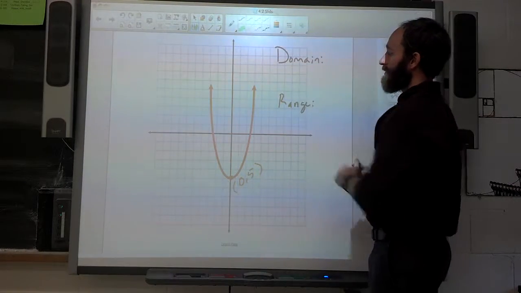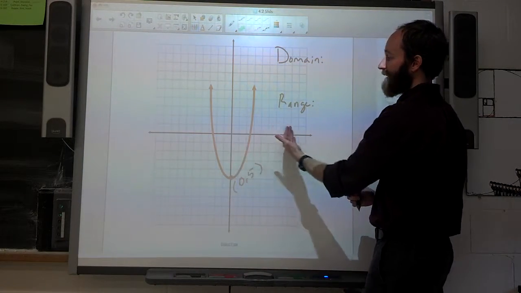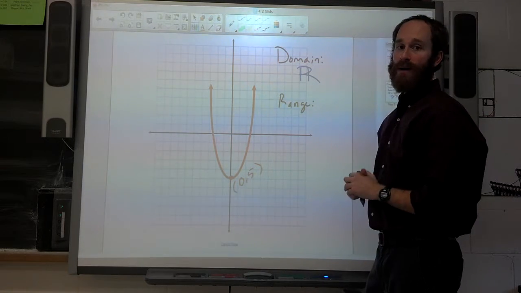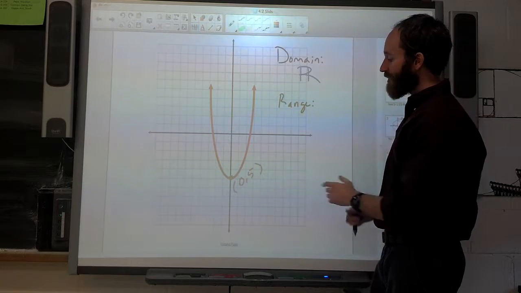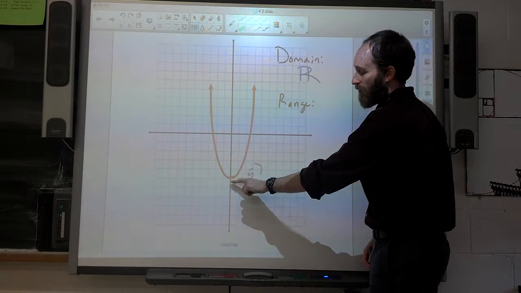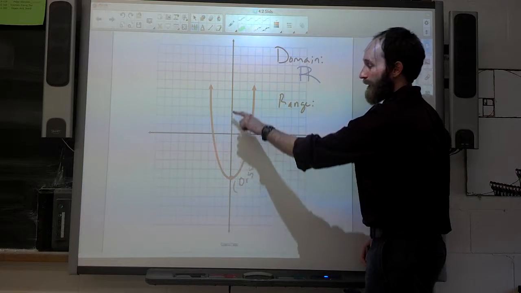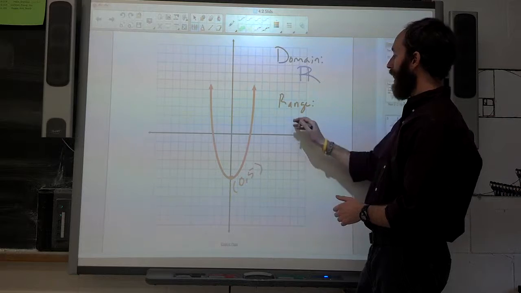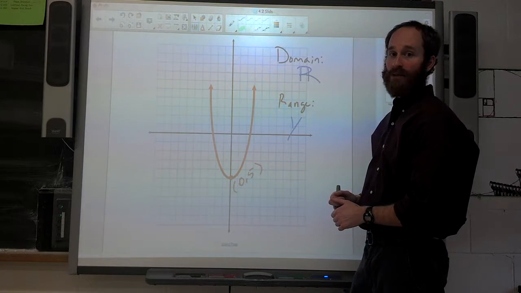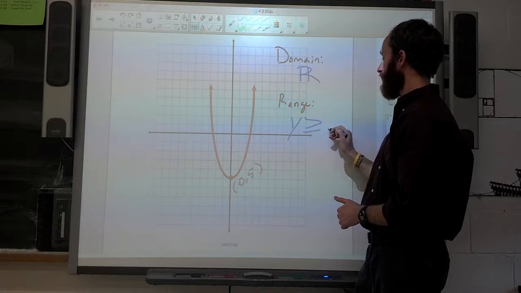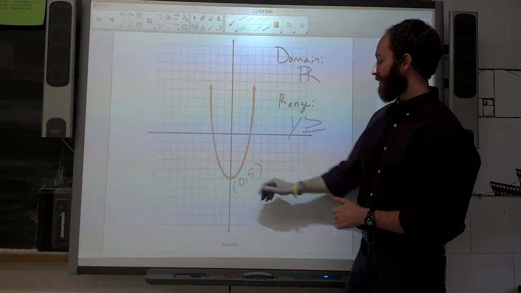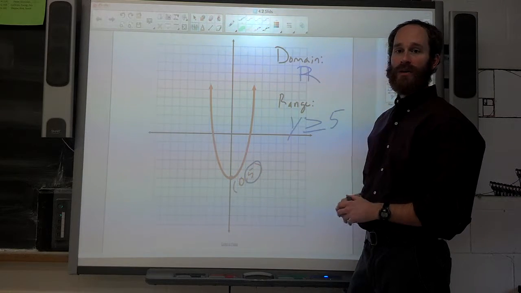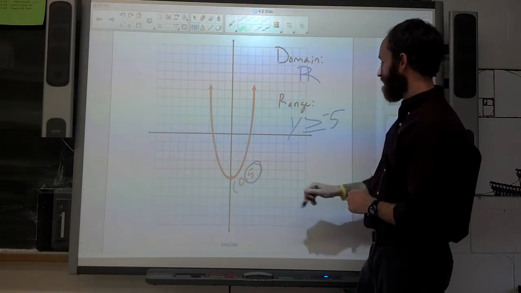So again, for this example, for my domain, it counts everything. For my x, I will have all reals again. But for my range, it's going to be a little bit different. For my range, I'm only actually starting right here. I'm not starting down here, I'm not up there, I'm only right here. So because that's the case, my y values for my range are greater than or equal to what that value is, which is our 5. So my range is y values greater than or equal to, oh, I apologize, negative 5, negative 5.